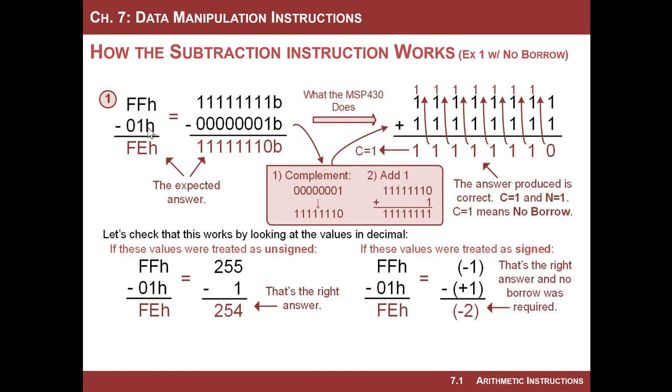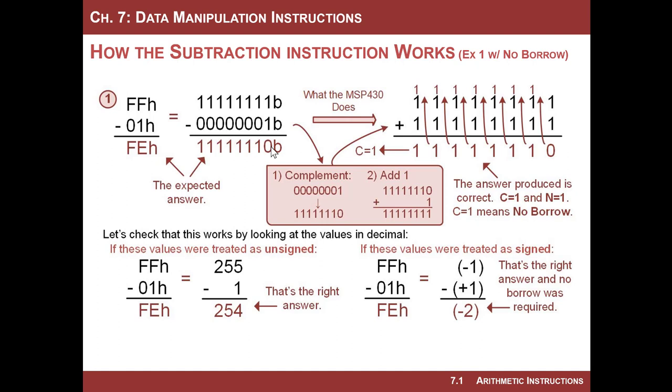So first of all, let's take an 8-bit number. Let's do FF minus 01. It's obvious that the difference between these is going to be FE, and you do not have a borrow here. If you put it in binary, FF is all ones, 01 is 7 zeros followed by 1. So you can just look at this and say, I know what the result is supposed to be: FE, or 1111 1110.